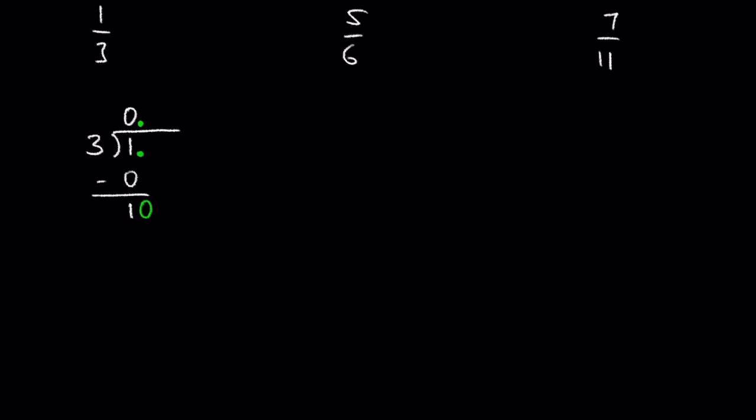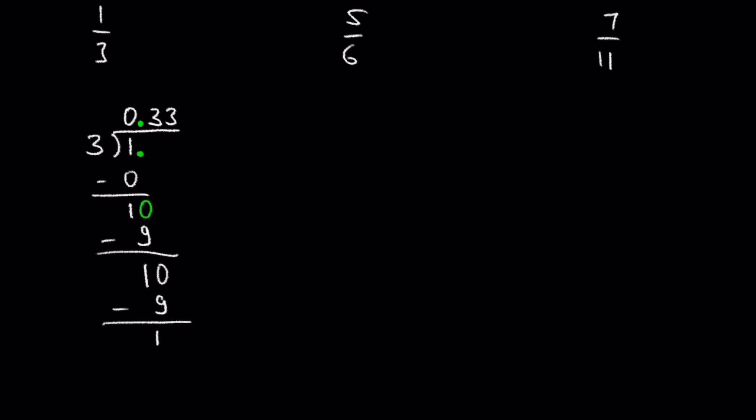The 3 fits into the 10 3 times. 3 times 3 is 9. Write the 9. Subtract the 9 from 10 and we get 1 again. Bring down a 0. The 3 fits into the 10 3 times. 3 times 3 is 9, write the 9, subtract 9 and we get 1 again.